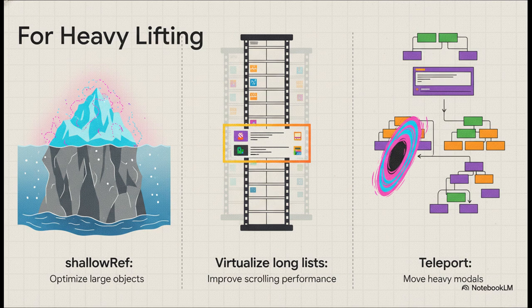Got a list with thousands or even tens of thousands of items? Don't try to render them all. Use a virtual scroller. It's a clever trick that only renders the handful of items the user can actually see. And teleport is amazing for things like modals and pop-ups. It lets you teleport them out of a messy component structure to the end of the body, which can really clean up your DOM and prevent rendering headaches.